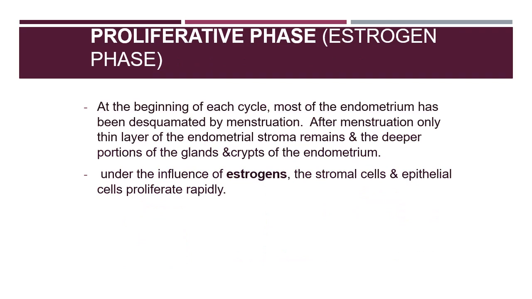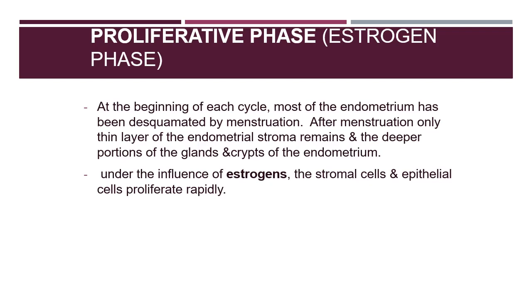So in the proliferative phase, which we call the estrogen phase, in the beginning of each cycle, most of the endometrium has already been desquamated by menstruation. Most of the stroma is going to be desquamated, but only a thin layer of the endometrial stroma will remain, as well as the deeper portions of the glands and crypts of the endometrium. And we already know that the growth of the endometrial stroma and glands is due to the influence of estrogen in the previous cycle.